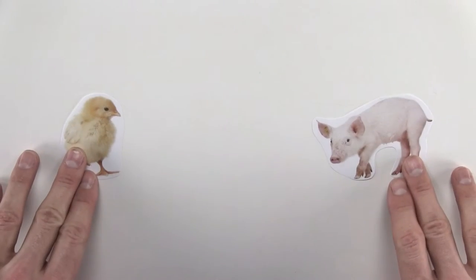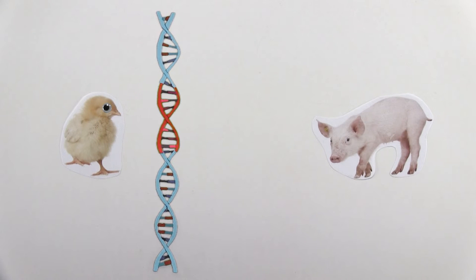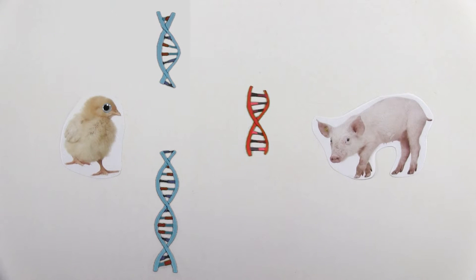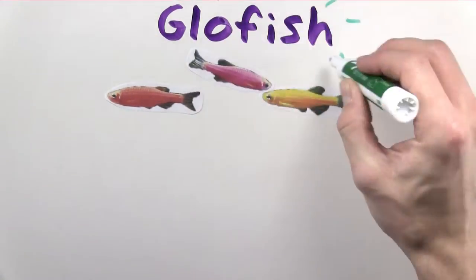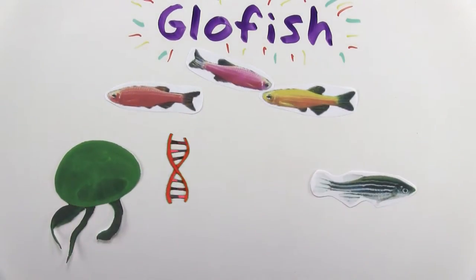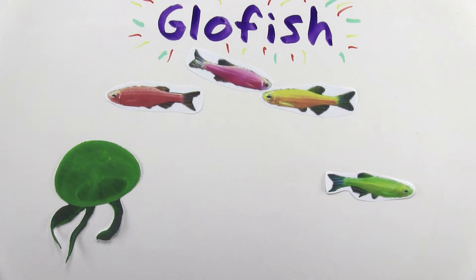In short, a GMO is the laboratory process of taking out a desirable gene from one species and placing it into another. This is how we get things like glowfish. The fluorescent gene from a jellyfish is placed into a zebrafish. So how exactly do we do this?